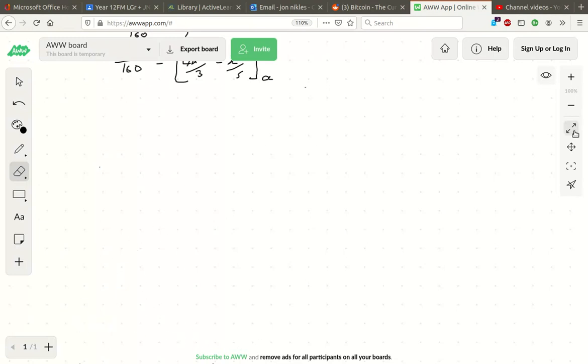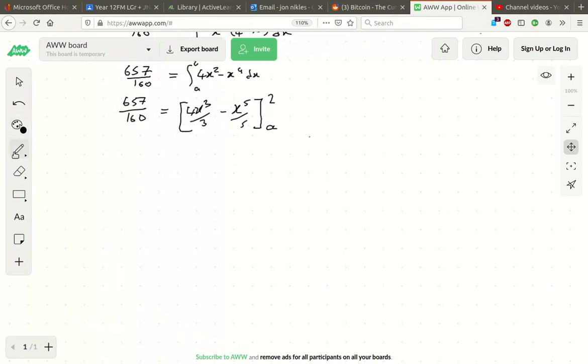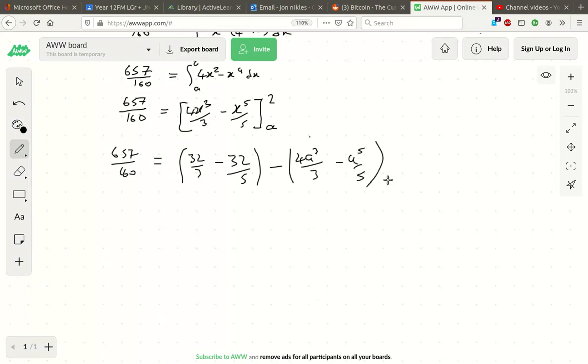Okay, so what do we get next? Well, we've integrated it, so let's plug our limits in. You're going to get 2 cubed, 8, 32 over 3 minus 32 over 5 minus 4a cubed over 3 minus a to the 5 over 5. Okay, so I think what I'm going to do first is combine that on my calculator. Might as well just do it on a calc.